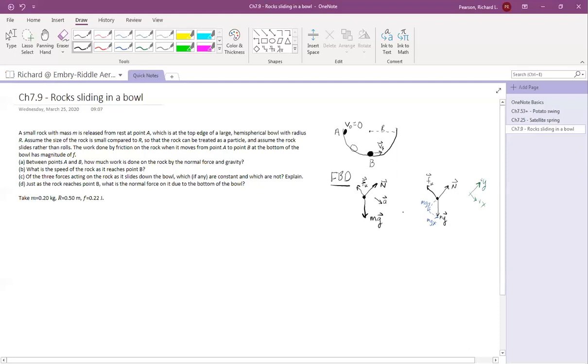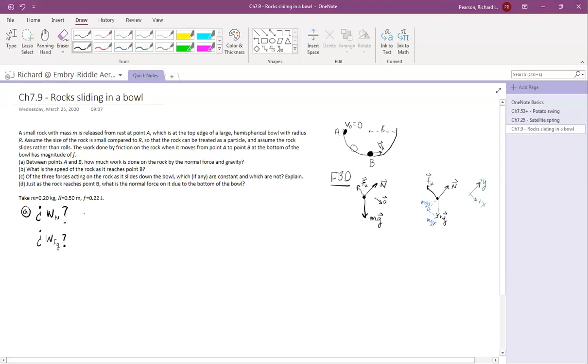Now, for part A, we want to find how much work is done on the rock by the normal force and by gravity. Okay, so let's start A. We want to find the work done on the rock by the normal force and the work done on the rock by gravity. Let's think about this for a minute.